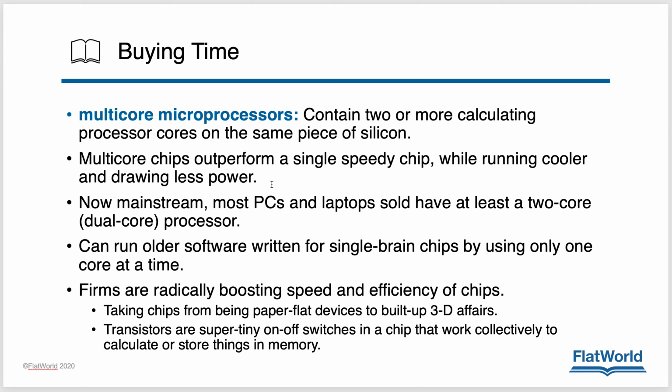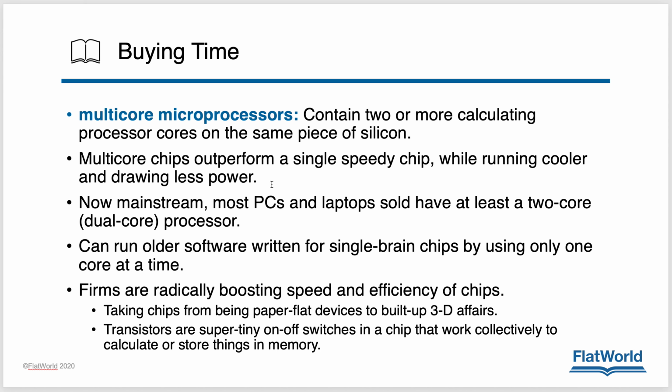So, buying time and keeping Moore's law going. Multi-core processors contain 2 or more calculating processing cores on the same piece of silicon. They outperform a single speedy chip while running cooler and drawing less power. Most PCs and laptops sold have at least 2-core, dual-core processors. They can run older software written for single-brain chips by using only 1 core at a time. And firms are radically boosting the speed and efficiency of the chips, taking chips from being paper-flat devices and building them up to 3D affairs.